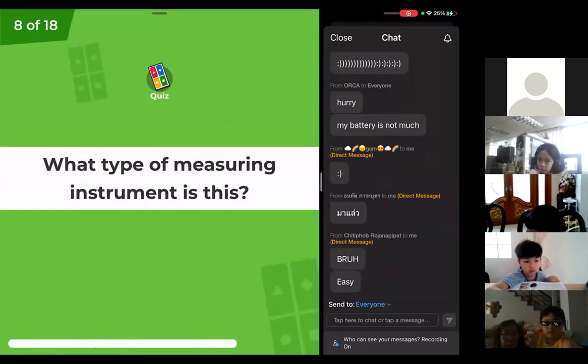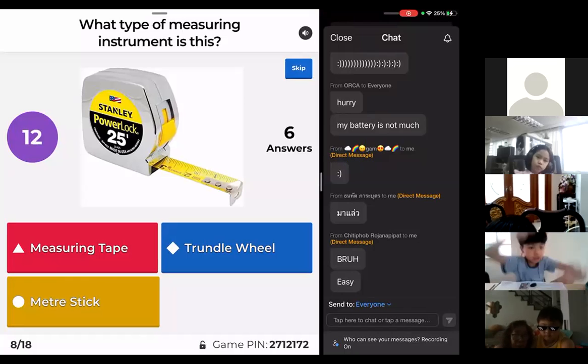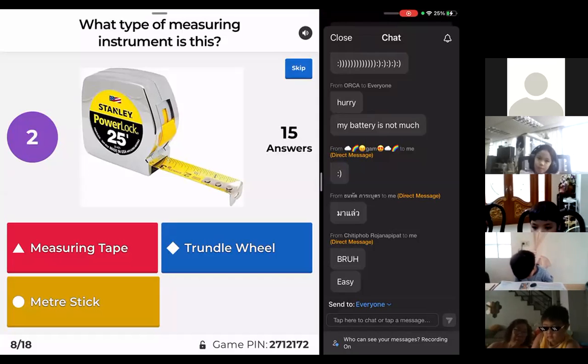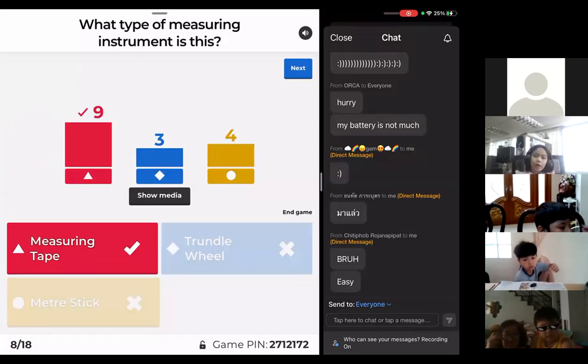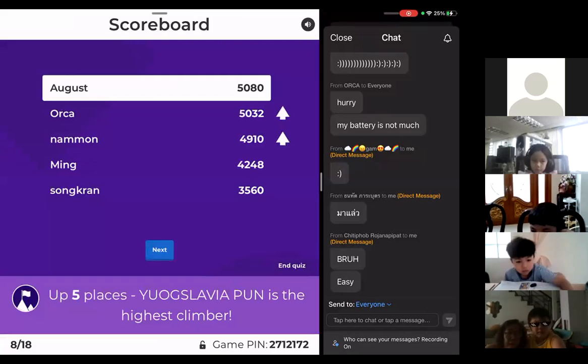What type of measurement instrument is this? What is this? Measuring tape, trundle wheel, or meter stick? Well done, it's a measuring tape. Who's top? August stand at top, followed by Orca.